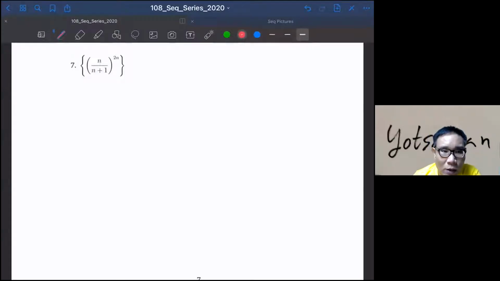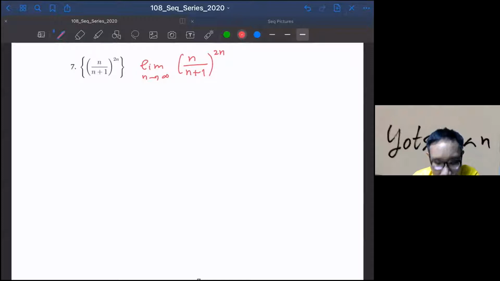In this video, we're going to continue finding the limit of a sequence. In this example 7, you have the sequence (n over n plus 1) to the 2n, and you'd like to find the limit as n goes to infinity of (n over n plus 1) to the 2n. If you take n to infinity, the limit of the thing inside the parentheses turns out to be 1, and the whole thing is going to be 1 to the infinity.